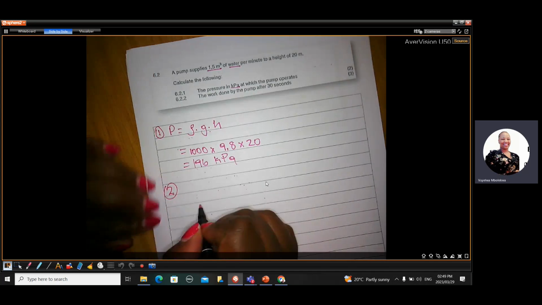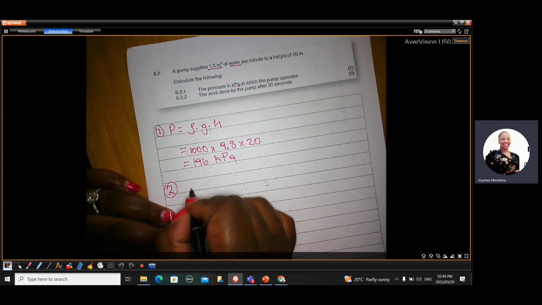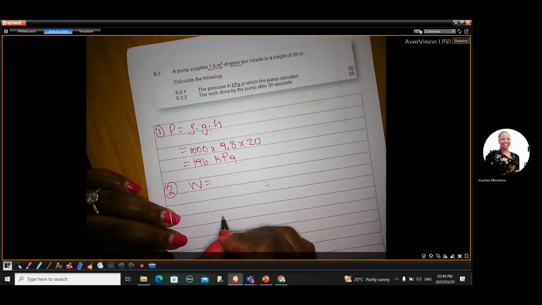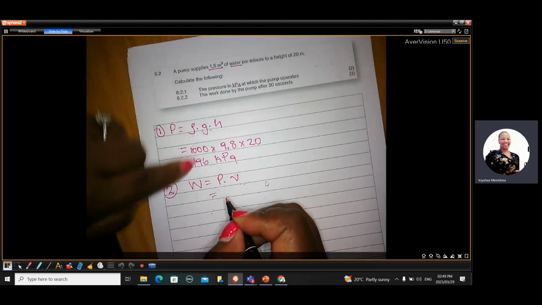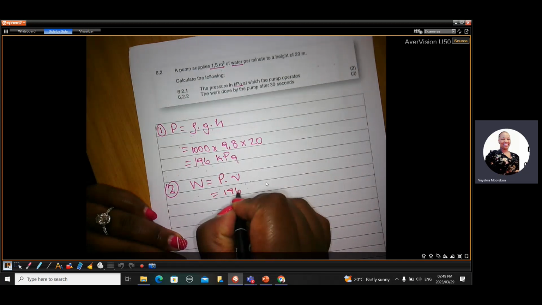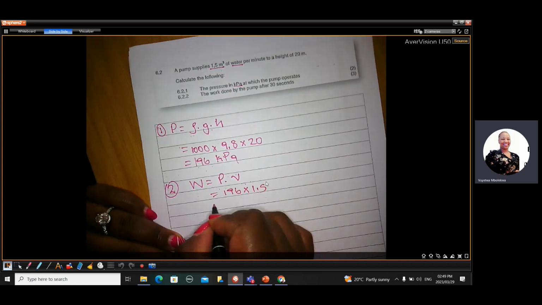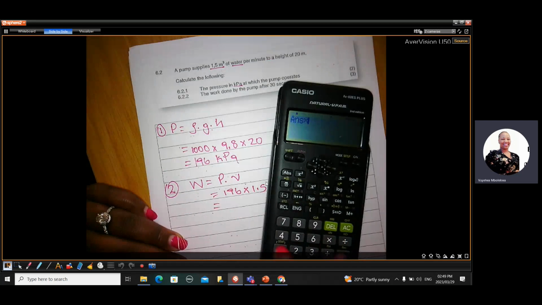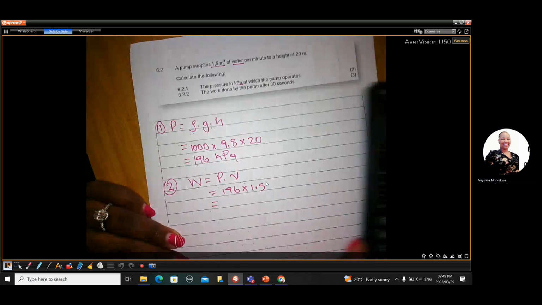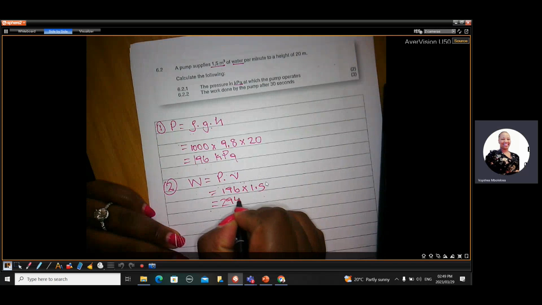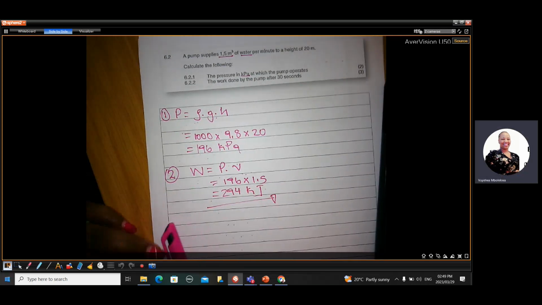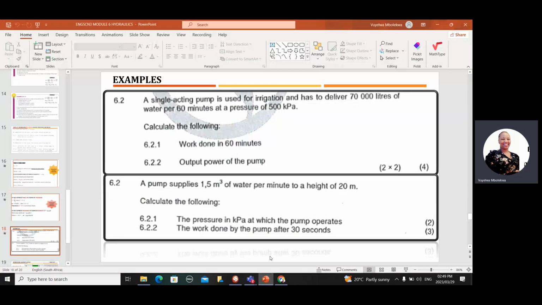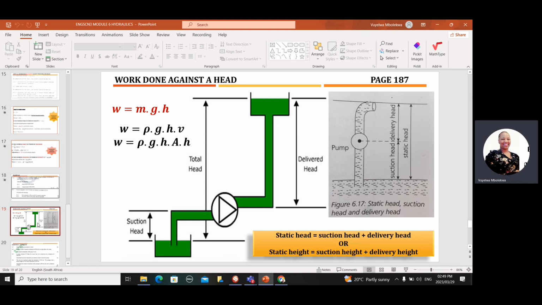The second question said the work done by the pump in 30 seconds. So work done is pressure times volume when you are given volume and you've got the pressure. So 196 times 1.5 will give us 294 kilojoules.